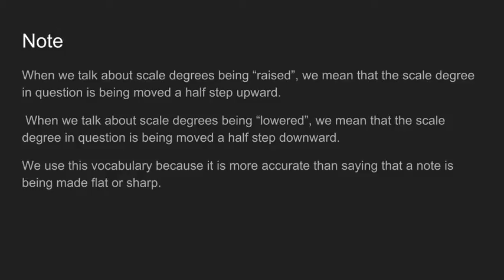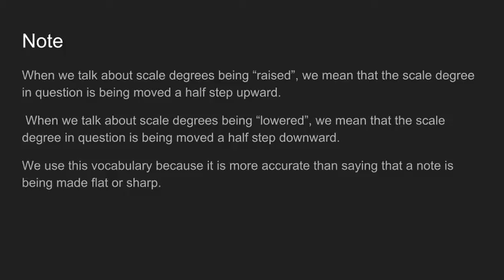So in C major, if we want to raise our scale degree 7 up a half step, we move B to B sharp, which makes no sense in C major, but essentially we would be moving the scale degree up a half step. If we're talking about a scale degree being lowered, then we lower it by a half step. And the reason why we say this is because, say we're in a key where a note that we would like raised or lowered is already sharp or flat.